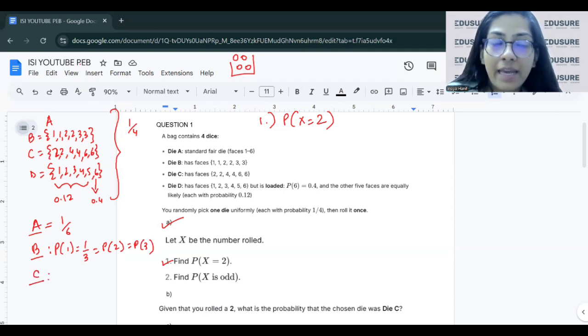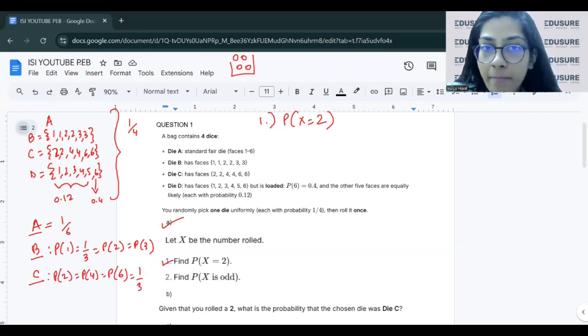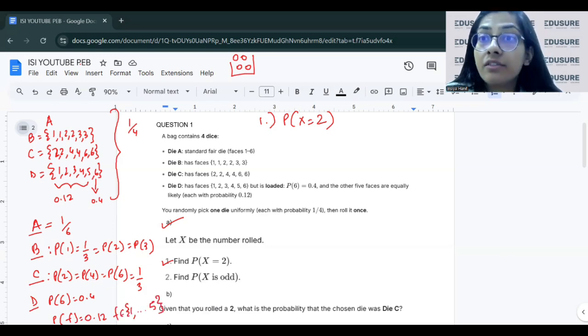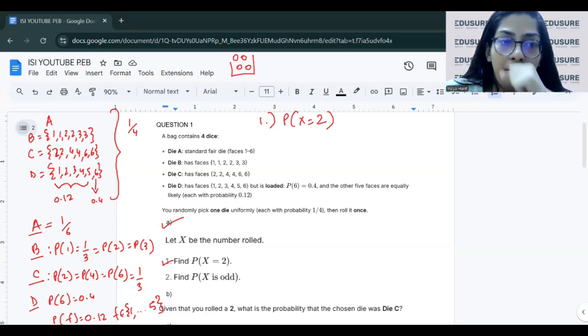Now for die C, it's got 2 4 6, तो उसका भी same होगा. So probability of 2 is equal to probability of 4 is equal to probability of 6, which is equal to 1 by 3. Okay. And die D के लिए क्या होगा? So probability of 6 is equal to 0.4. Probability of F, which is equal to 0.12, where F belongs to 1 2 3 4 5. Okay. So these are the individual probabilities. ठीक है. अब हमें क्या करना है? हमें कैलकुलेट करना है probability of x is equal to 2.